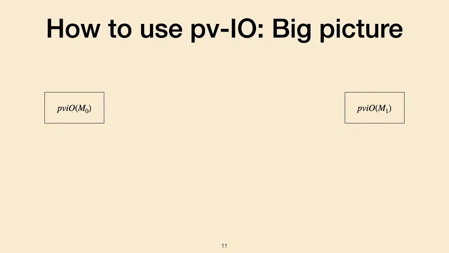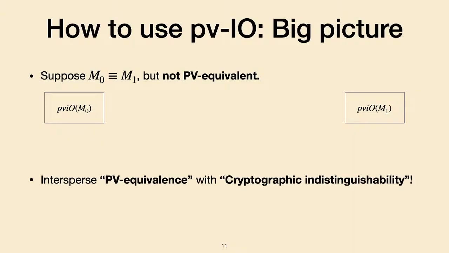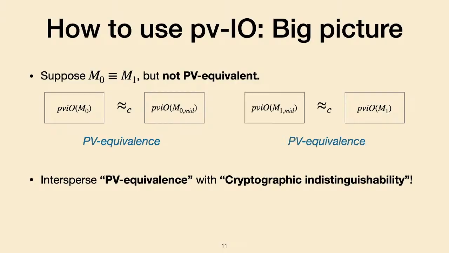So suppose you have PVIO of M0, PVIO of M1. You know they're functionally equivalent, but they're not PV equivalent. What do we do? So the idea here is to basically say, well, okay, PV alone is not enough for me. I'm going to use PV and cryptography to help me. So for example, I could have one hybrid that says, okay, here's a PV equivalent program to M0. And I'm going to call this M0 mid. I could do the same the other way.